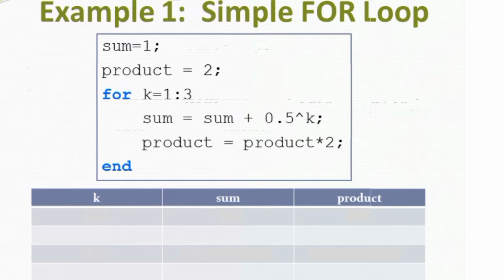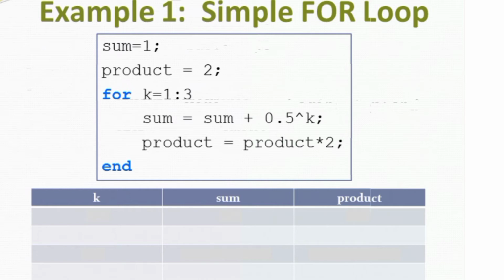So if you remember back to when we first started talking about arrays, 1:3 would create the vector 1, 2, 3. So those are the values that the loop control variable k will take on, which means that this loop is going to repeat 3 times.